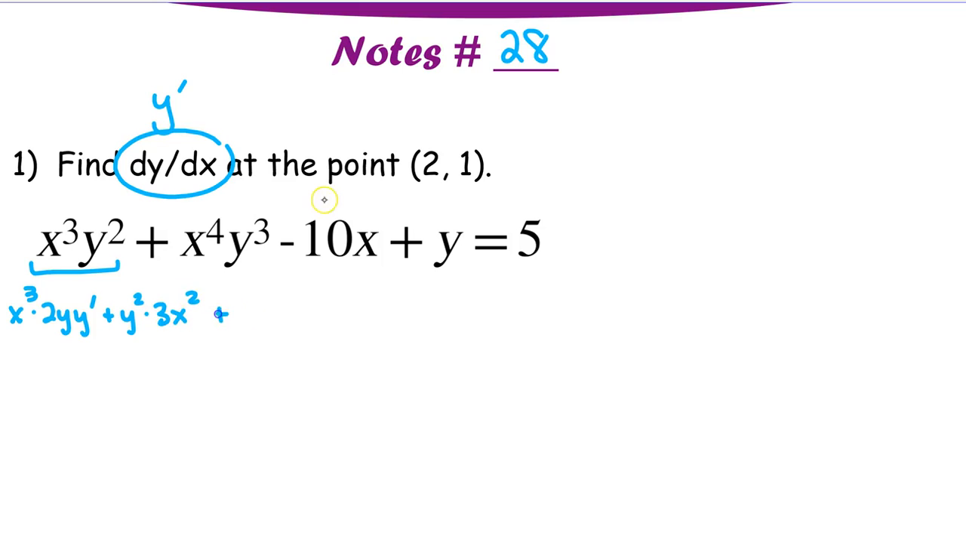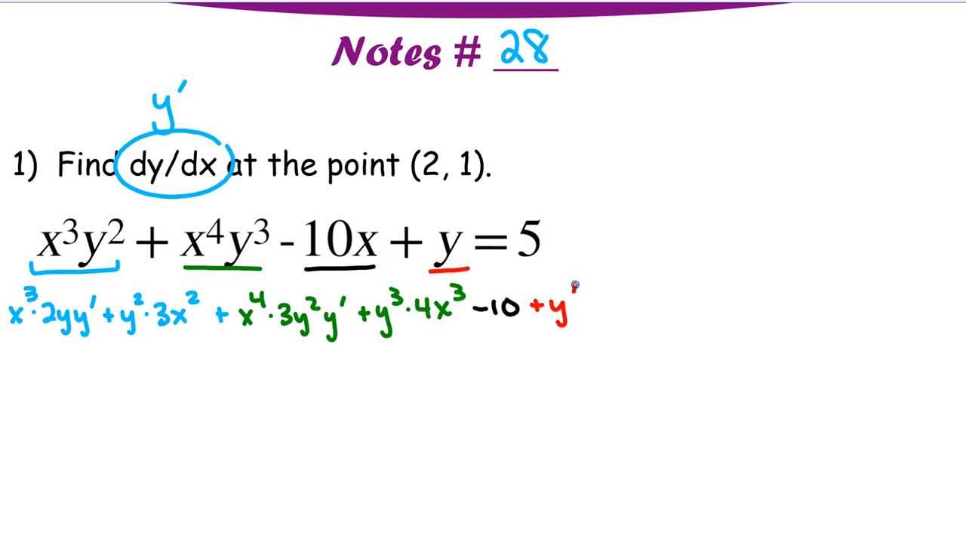And then moving on to the next part, we're going to use the product rule on that as well. So the first times the derivative of the second, plus the second times the derivative of the first. And then the derivative of negative 10x is just going to be negative 10. And the derivative of y is going to be y prime. And the derivative of 5 is going to be 0.